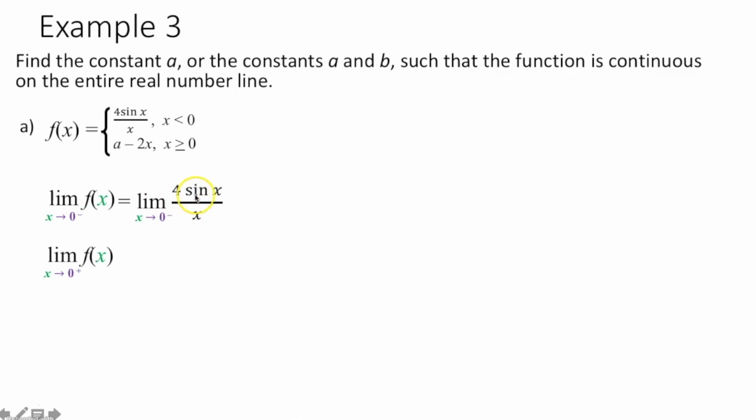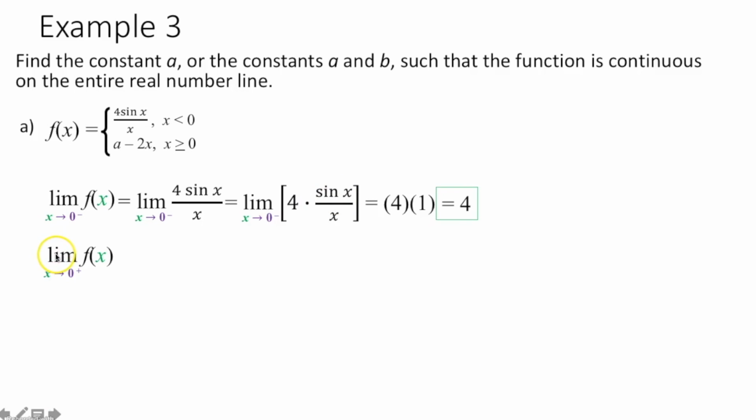We could say that 4 sine x over x is the same as 4 times sine of x over x. And if we were to break this up, it actually breaks up into the limit as x approaches 0 from the left of 4 times the limit as x approaches 0 from the left of sine of x over x. Now the limit as x approaches 0 from the left of 4 is just 4, and the limit as x approaches 0 from the left of sine of x over x we learned is 1, so that would just be 4 times 1, which is 4.